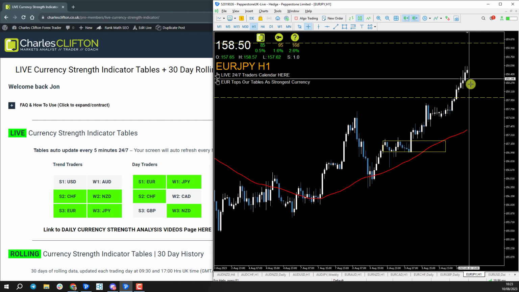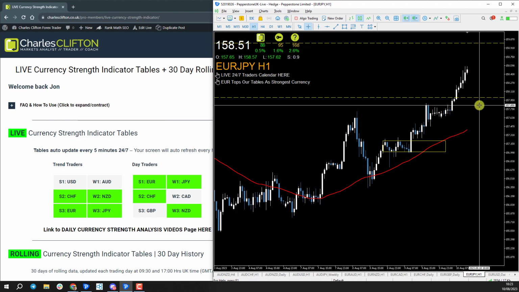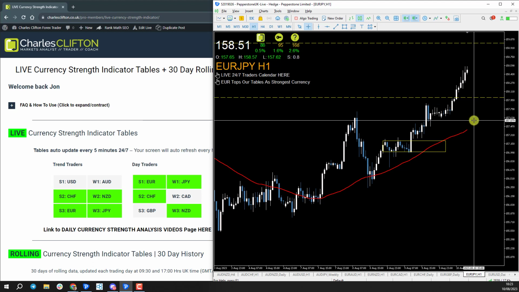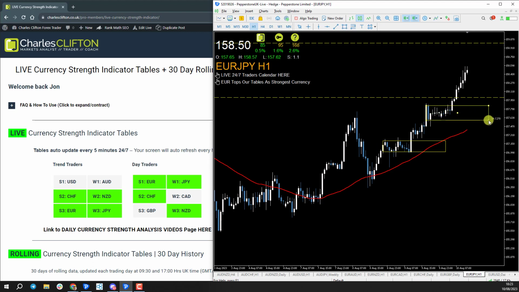So in terms of entry points, I really need to see price come back down to the 158, or even this consolidation pattern at 157.85 down to 157.60. I think if we were to see any kind of pullback into this area here, then maybe we'll have some kind of entry criteria appear. But for now, not really anything.